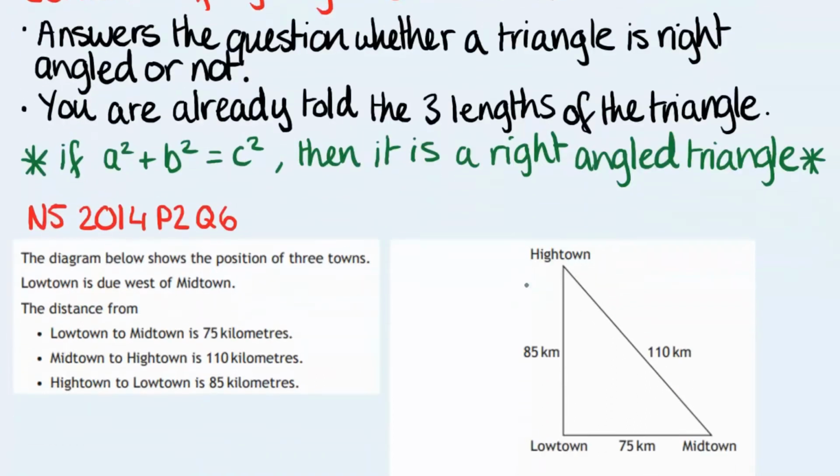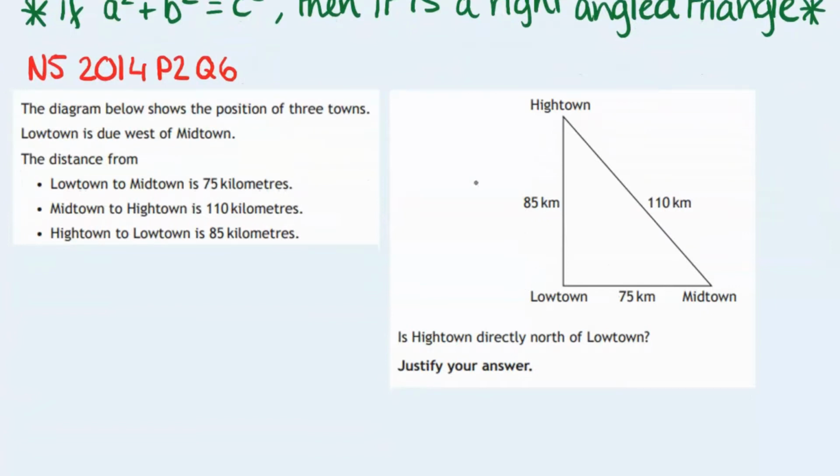So we've got this exam question here, and then we can see how to apply the converse of Pythagoras to test if a triangle is right angled or not. The diagram on the right shows the position of three towns. Low Town is due west of Midtown, and the distance from Low Town to Midtown is 75 kilometers. Midtown to Hightown is 110 kilometers, that's the hypotenuse, right? And Hightown to Lowtown is 85 kilometers. And we've been asked, is Hightown directly north of Lowtown? And we have to justify our answer.